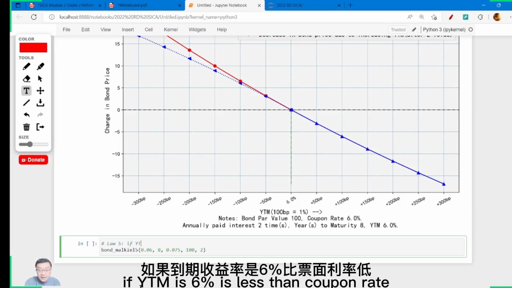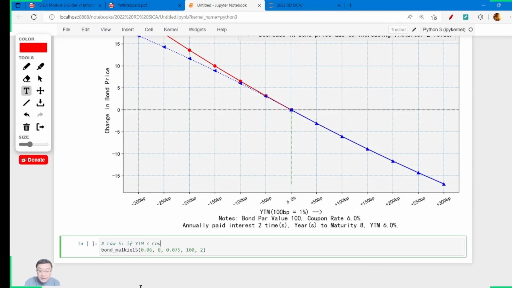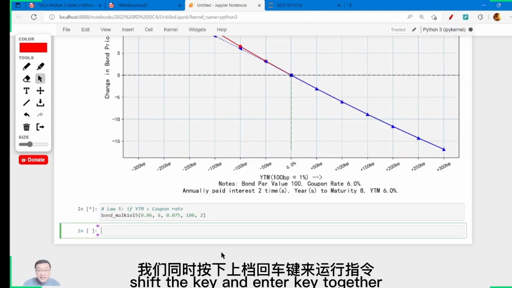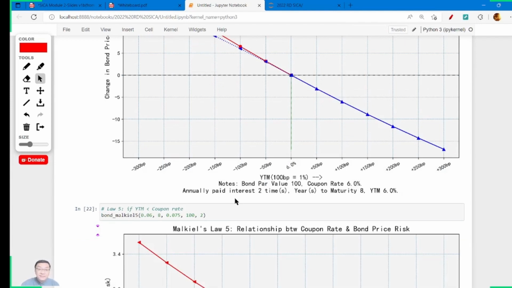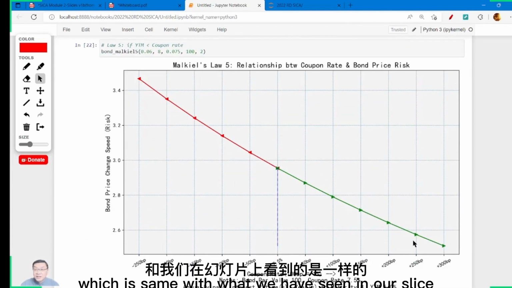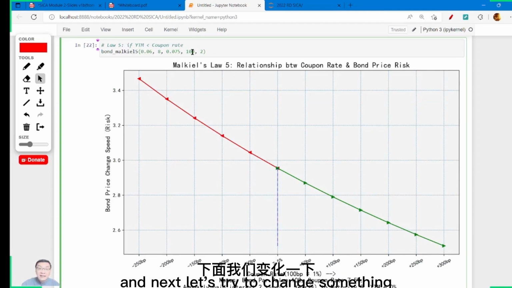YTM here is 6%, less than the coupon rate, which is 7.5%. Let's execute this command by pressing the Shift key and Enter key together. This is the picture, which is the same as what we have seen in our slides. And next, let's try to change something.